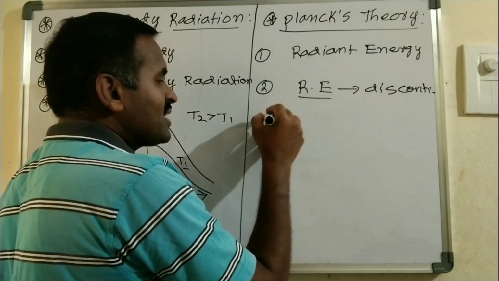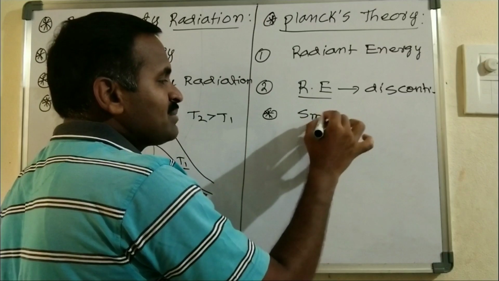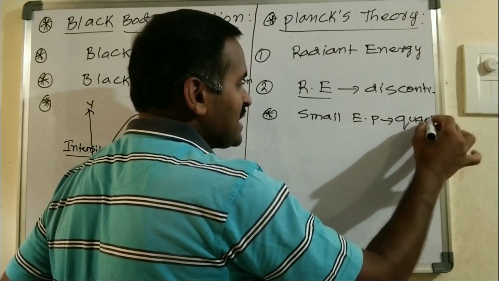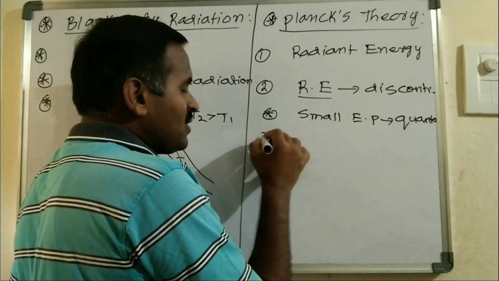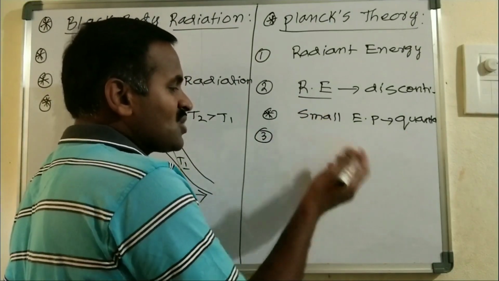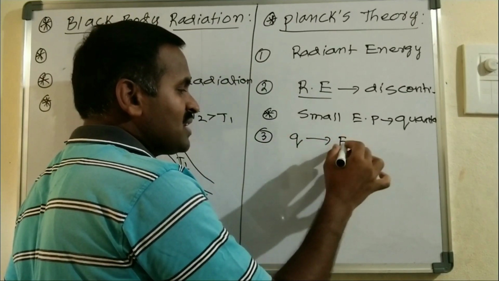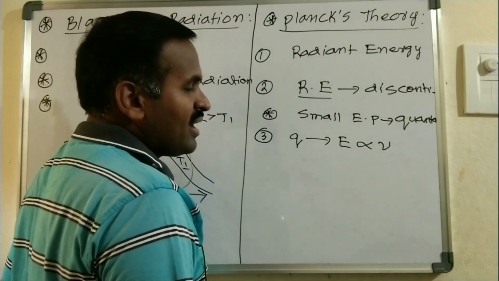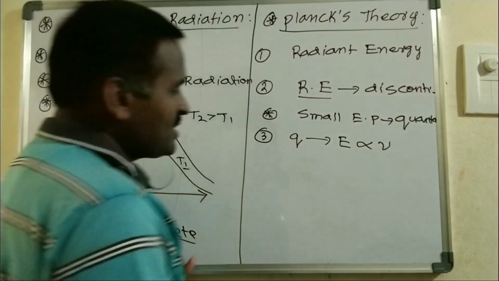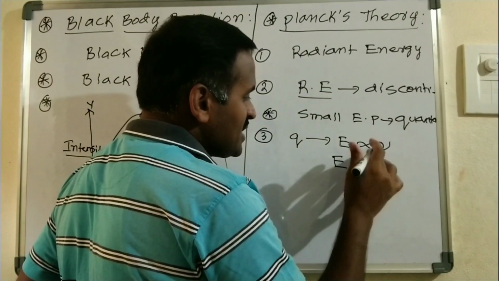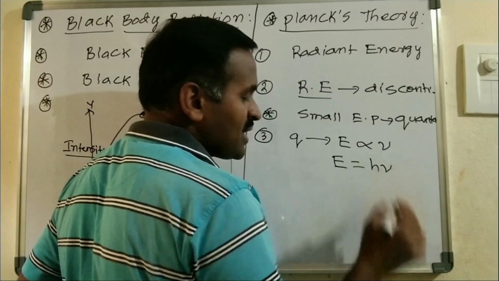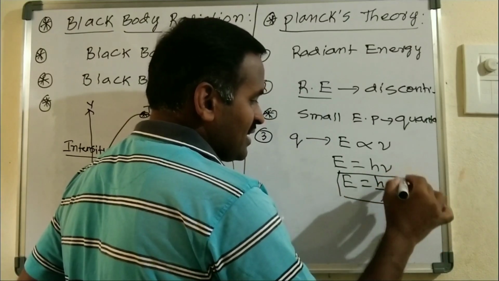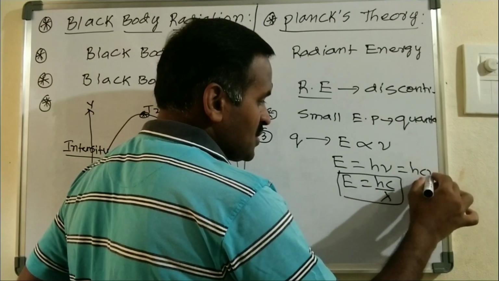This discontinuous manner is in the form of small energy packets. This small energy packet is called a quantum, or quanta. The quantum is associated with some fixed amount of energy, which is directly proportional to the frequency of that particular electromagnetic radiation. Mathematically, E is directly proportional to nu, and removing the proportionality, we get E equals h nu, or E equals hc by lambda, or E equals hc nu bar.